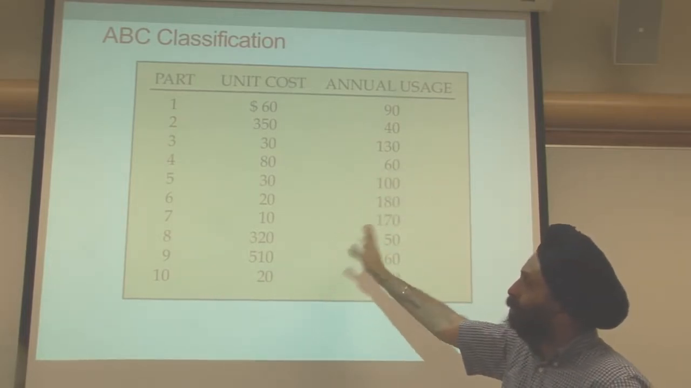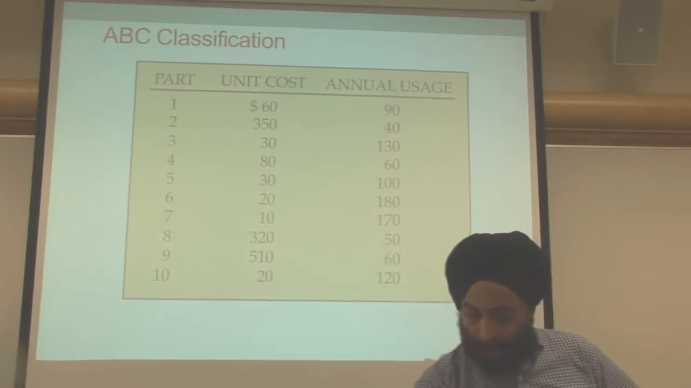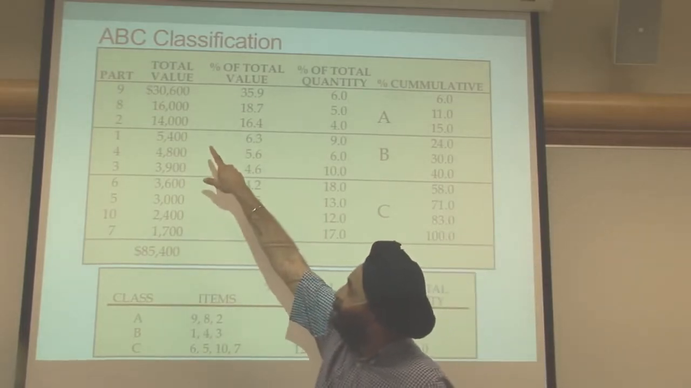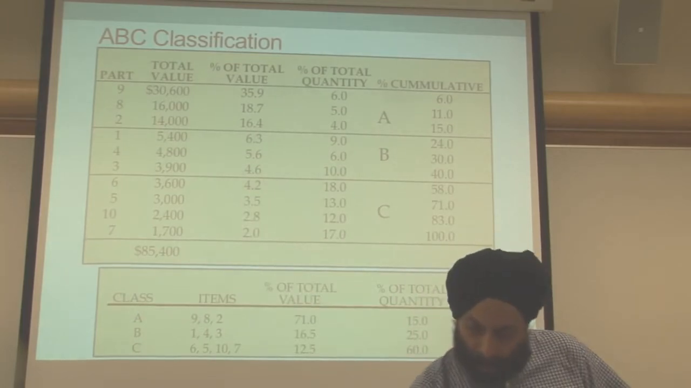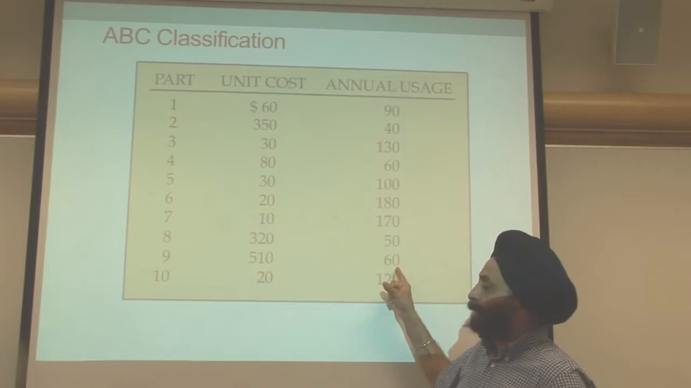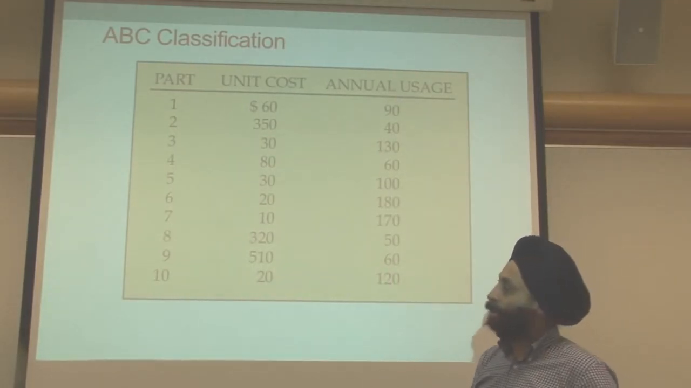What we need to do is multiply columns 2 and 3 to come up with the product. In this case, the total value of $30,600 is for part number 9. What you're really looking at is taking 510 times 60. When you multiply this, you'll come up with $30,600.